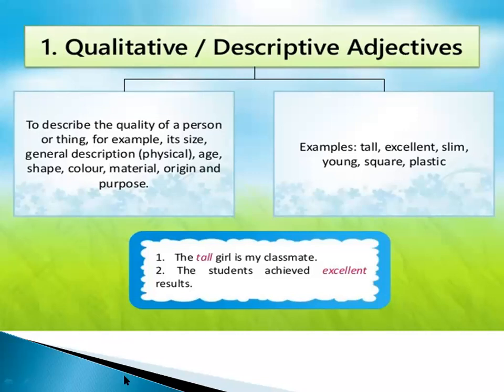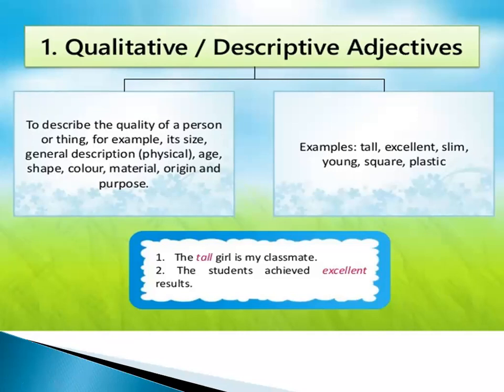To describe the quality of a noun or thing, for example, its size. When you are describing the size of a noun or a pronoun, or a person, place, animal, thing, if you are giving a general description of it, which is the physical appearance of that person, place, or thing, age, shape, color, material, origin, and purpose. All these things: size, age, physical appearance, the general description, shape, purpose, color, material, origin, are included in this type of adjective, which is qualitative or descriptive adjective.